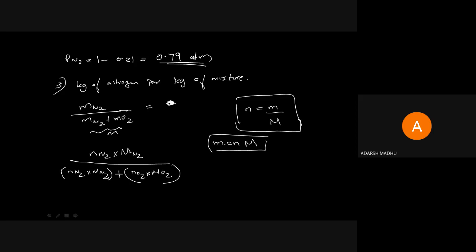What is M of N2? The atomic weight of nitrogen is 14, therefore N2 equals 28. The molecular weight of nitrogen is 28, so M of N2 is 28, and n of N2 is 3.76. In the case of O2, n of O2 is 1 and M of O2 is 32, the molecular weight of oxygen.